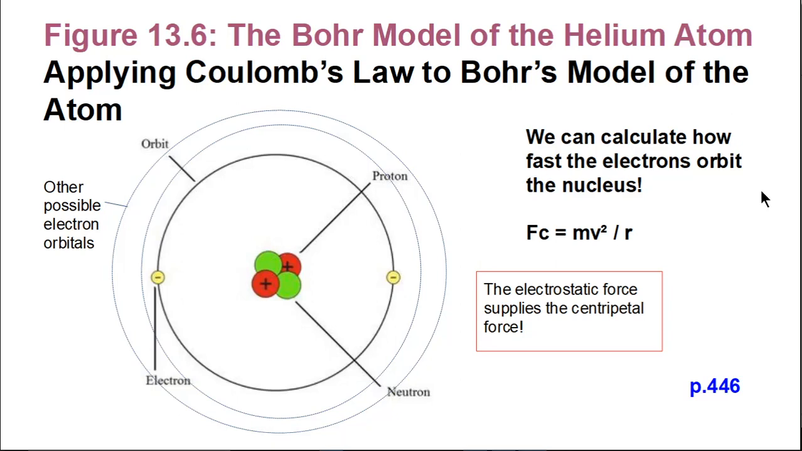So anything that goes around and around and around, we have centripetal force. Here is your formula for centripetal force because they're going around and around. The electrostatic force, so remember, forces that come from particles that are static, or in this case, the electrons are moving, but how they influence one another. The electrostatic force is supplied by the centripetal force in here. So on page 446, you can find this figure. And then you're going to have to solve problems.